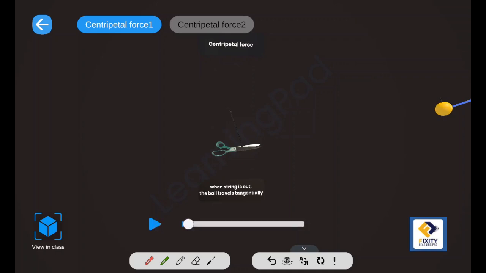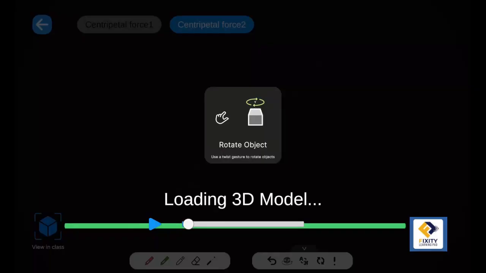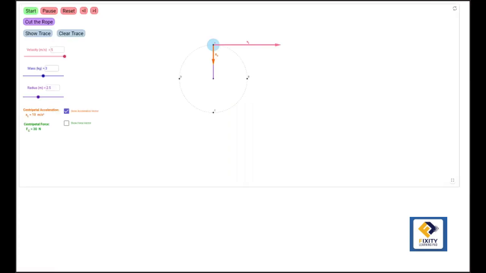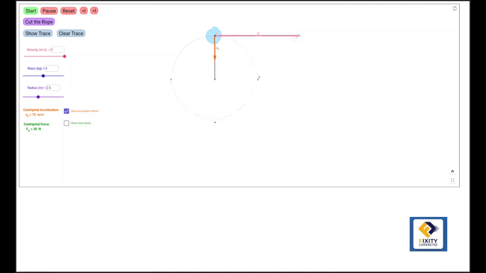Right? Now let us understand centripetal force through a simulation, where we can again change the parameters and try to understand it in a better manner. All right, so here we have again an object with us. If I start the animation, you can see the same thing is happening. The object is moving. Here you can see the acceleration vector. The orange is the acceleration vector.